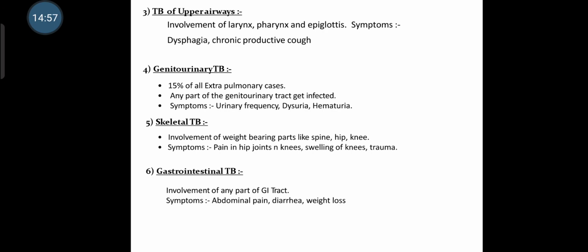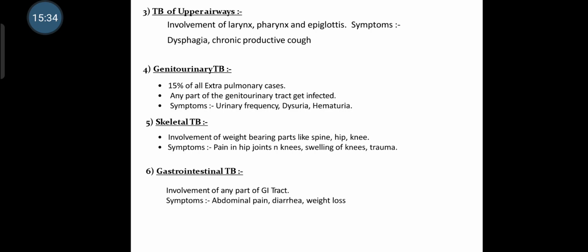Then comes genitourinary tuberculosis. So here 15% of the extrapulmonary cases are there. Any part of the genitourinary tract can get infected, so it consists of all the genitourinary tract organs. Signs and symptoms include increased urinary frequency, dysuria, and hematuria. Increased urinary frequency means the person urinates more frequently. Dysuria is difficulty in urination. Hematuria means presence of blood in the urine.